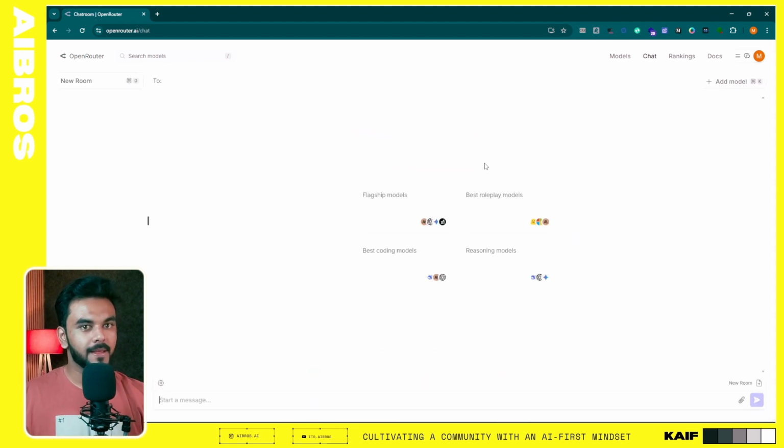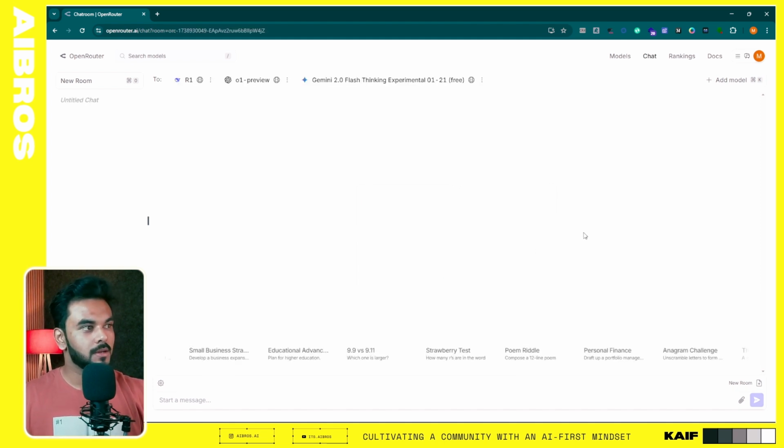The best part is the chat section, which I was talking about at the start. And this is how the chat section of OpenRouter looks. You get the flagship model section, the best role play model section. So the models which are great at role play, you get all those models in one place. The coding models, all the models which are good at coding, you get in one place. The reasoning models. I'm personally a big fan of reasoning ones, so I'll head towards that.